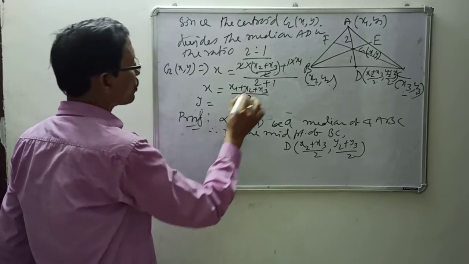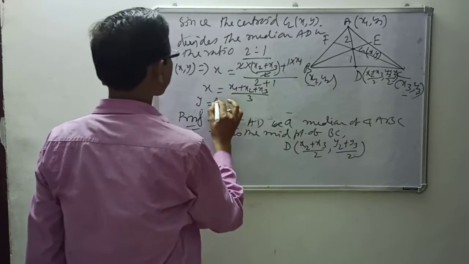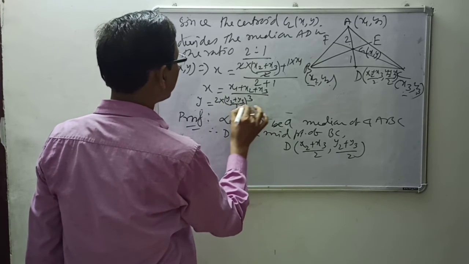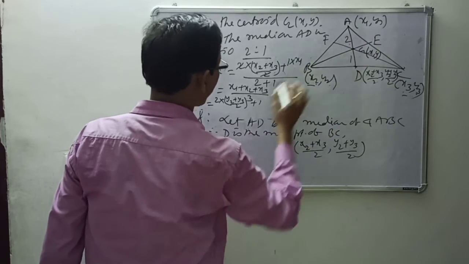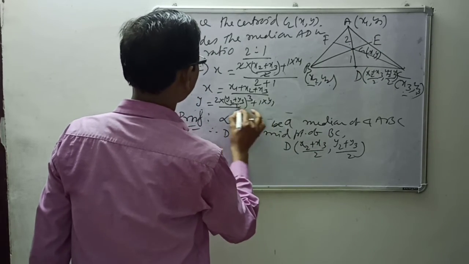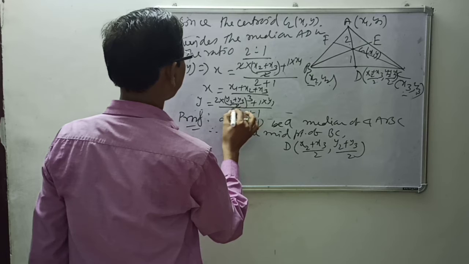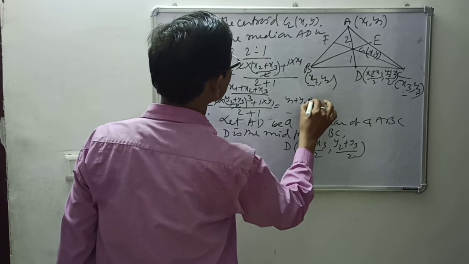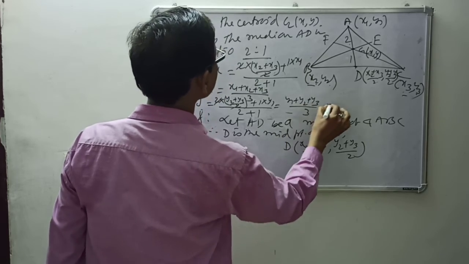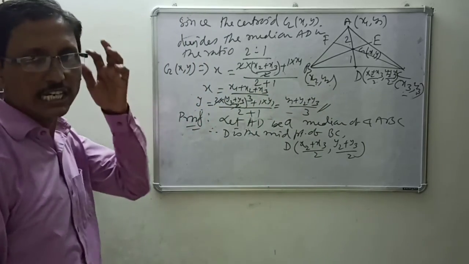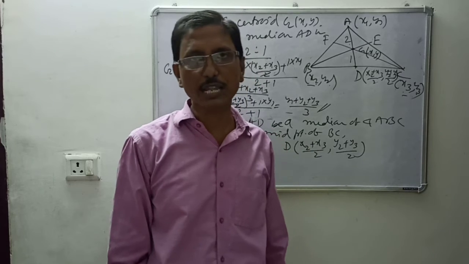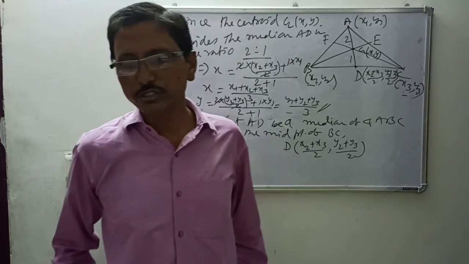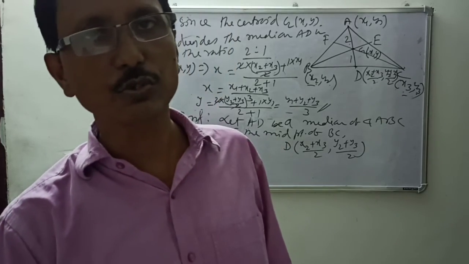Similarly, y equals 2 into (y2 plus y3 by 2) plus 1 into y1, divided by 2 plus 1. So ultimately it is also coming (y1 plus y2 plus y3)/3. See, the centroid of a triangle is equal to ((x1 plus x2 plus x3)/3, (y1 plus y2 plus y3)/3). So this part up to that much today I have done.